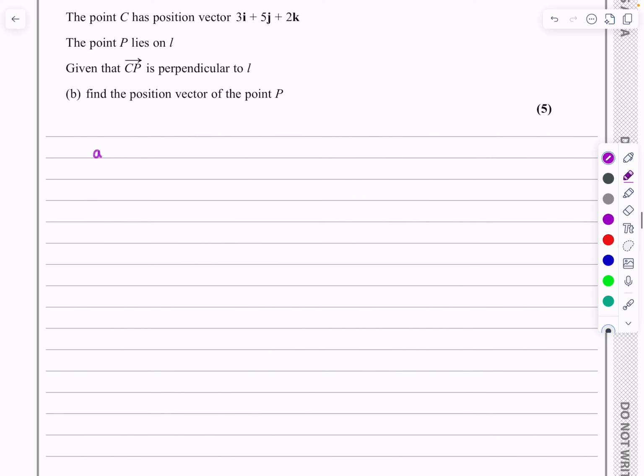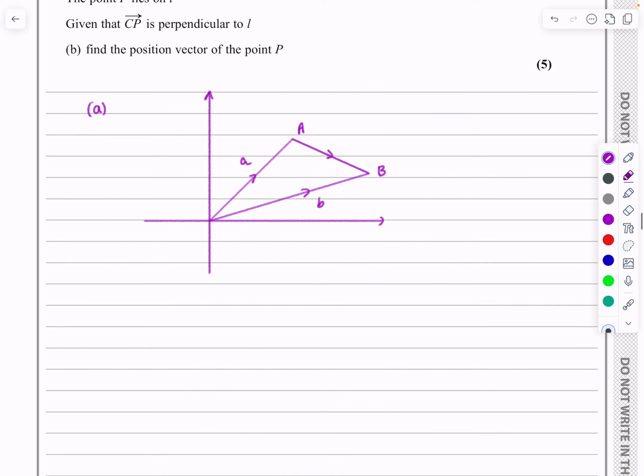So part A. What I tend to do with these is just draw a quick sketch out, because I might need this for the later parts. I'm not going to bother doing all 3 dimensions, but if I've got a vector little a there, and a vector B here, this should be no surprise to you at all. If I want to work out the vector AB, which is the first part, the vector AB will always be B minus A.